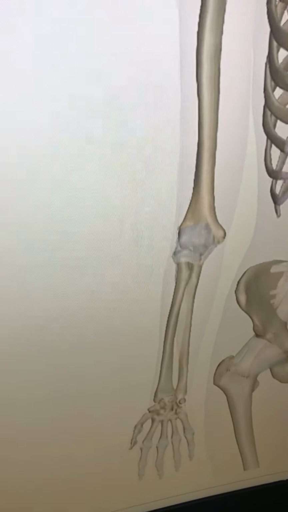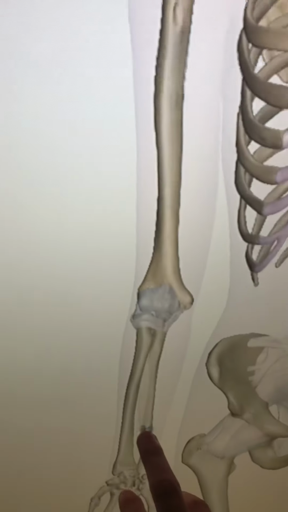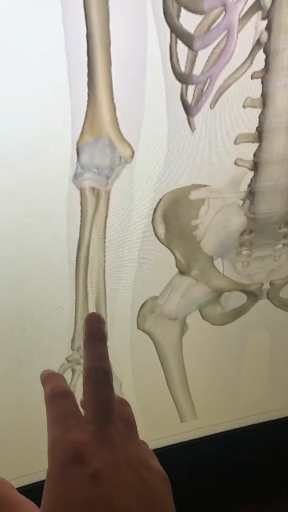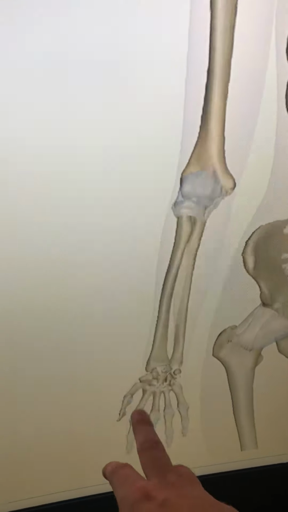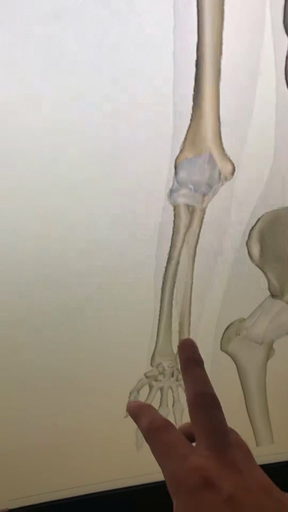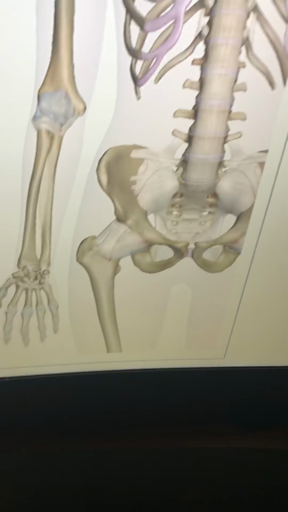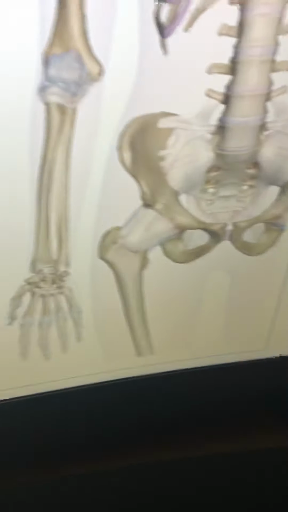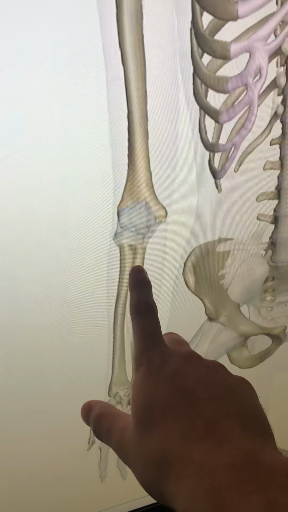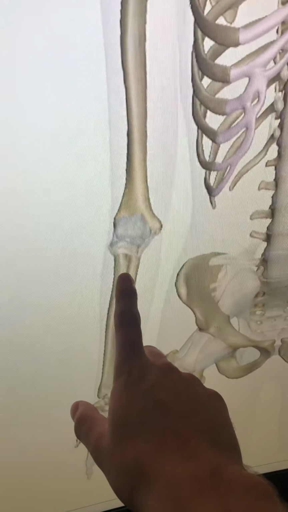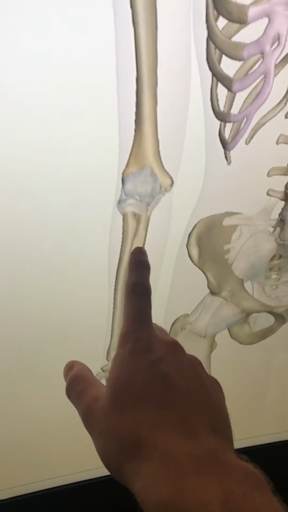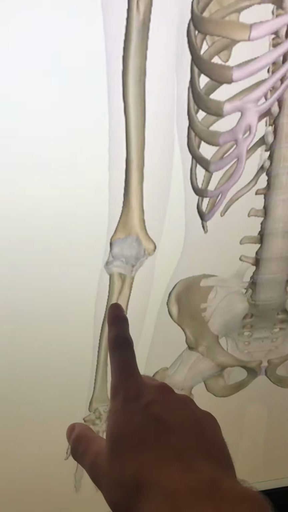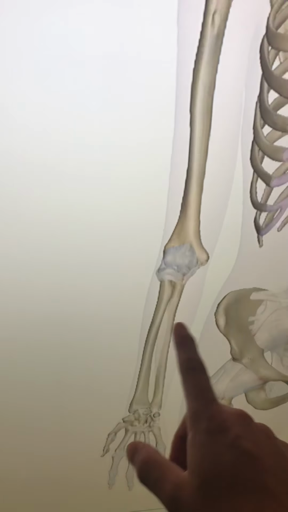And then you have your radius and your ulna. Your ulna is on the pinky side, and your radius is on the thumb side. So you can kind of see the thumb right there, and you can see both of those right there. And then you have the radial tuberosity. It'd be right here, kind of in the forearm, and the ulna is on the medial side.